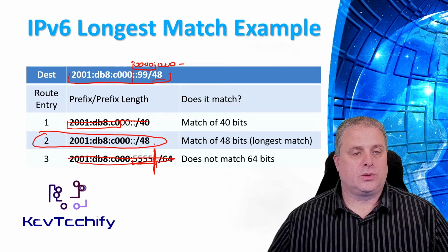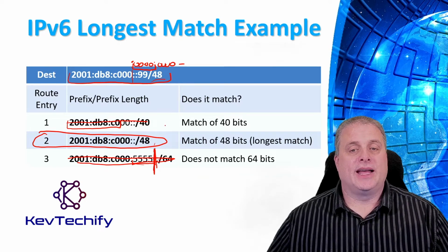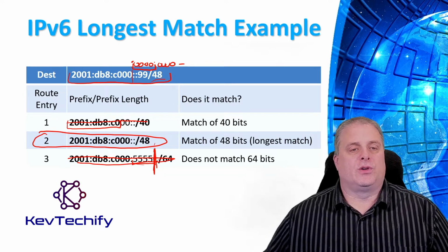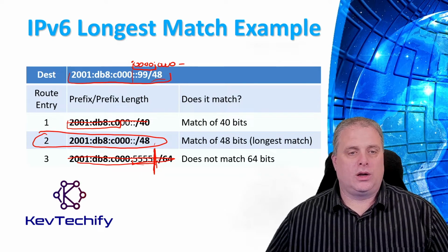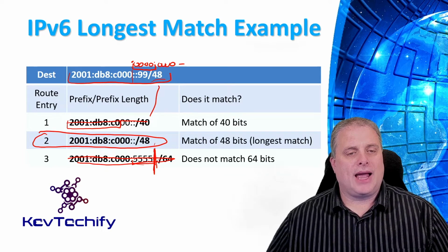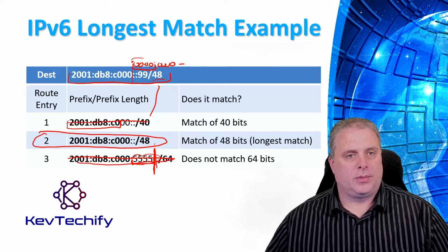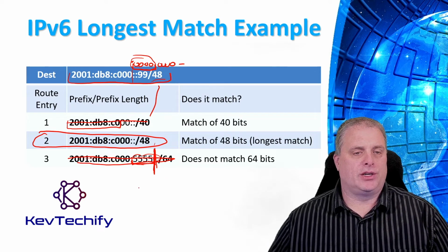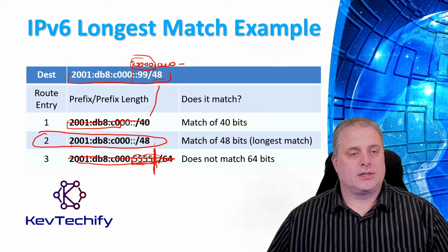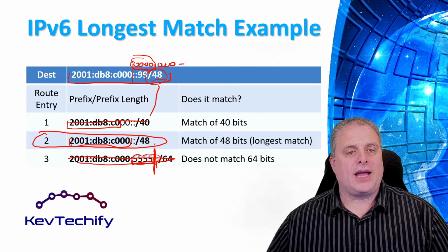The one 2001:DB8:C000::/48. That's the only one, and that's the longest match. And that's what we have to look for, the longest match. 1 was below the minimum here. 3 did not match this fourth part between the address and the information in the routing table. 2 matched all 48 bits, and it was at least the prefix given by our address.